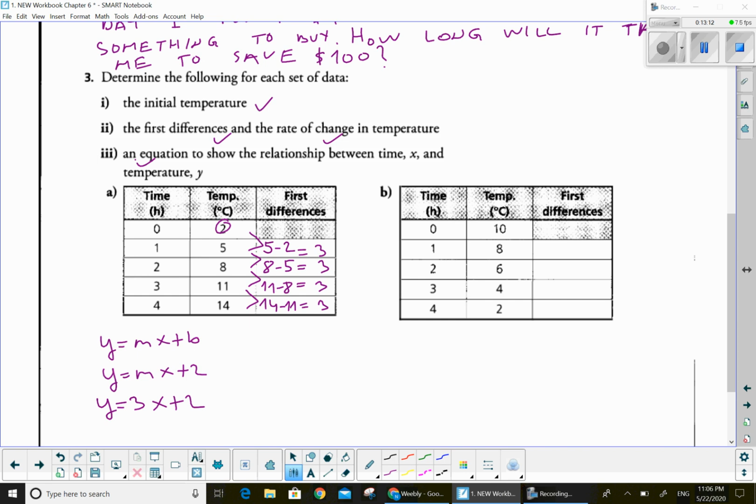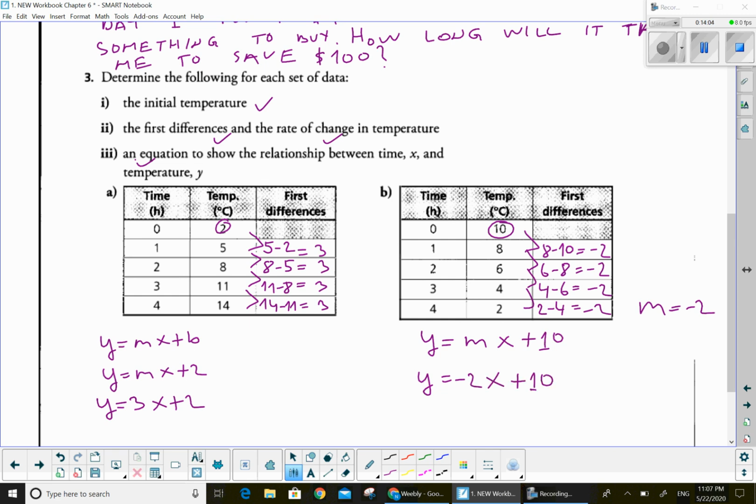B is a decreasing relationship. Initial value is 10. For 0th hour, it is 10, so I know that it's going to be y equals mx plus 10. First differences, we are subtracting. In this case, it's 8 minus 10, 6 minus 8, 4 minus 6, 2 minus 4. And if we calculate this, no, the answer is not 2. It is negative 2, because for every hour, there is a decrease in temperature. It's getting colder. So in this case, that is our rate of change. Our m equals negative 2. So my equation is negative 2x plus 10.